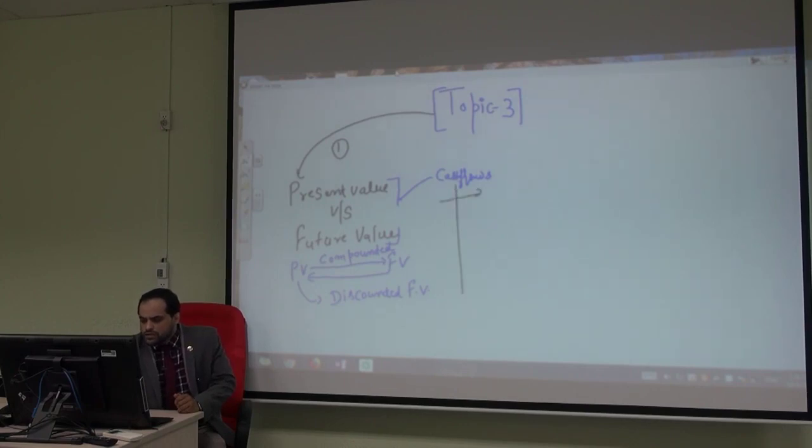So the first one is a single amount. Single amount cash flow means when you are investing just one amount for one particular period. Let's say you are investing $1,000 for 5 years. During these 5 years, you are not putting any other money into that investment. So that's called the single amount cash flow. I can write an example of the single amount.